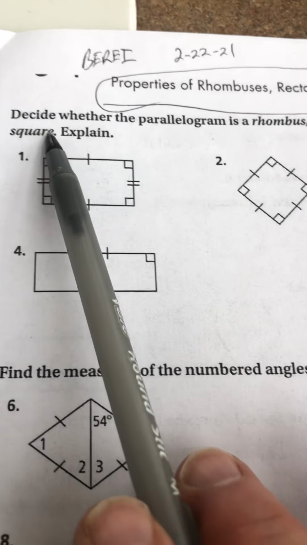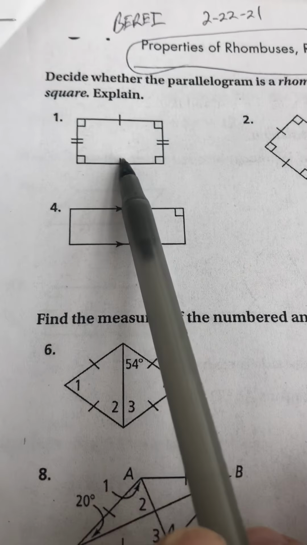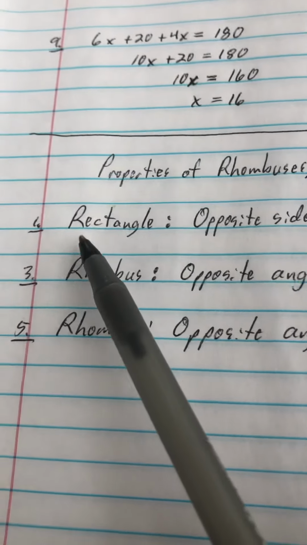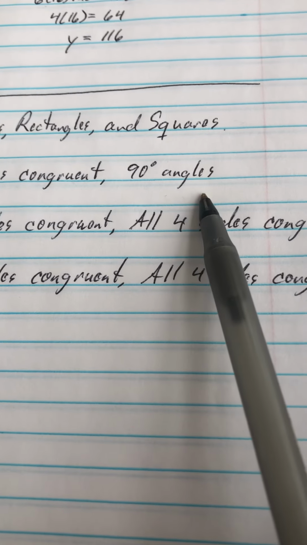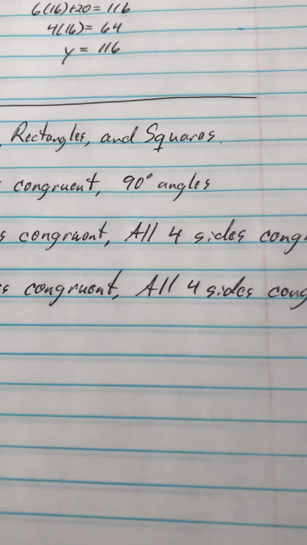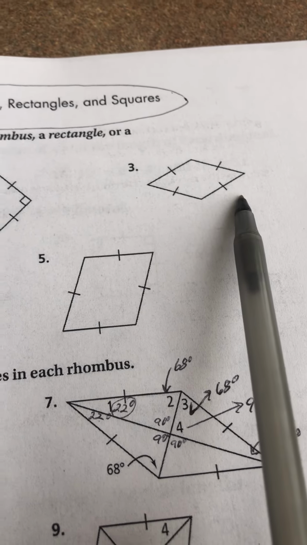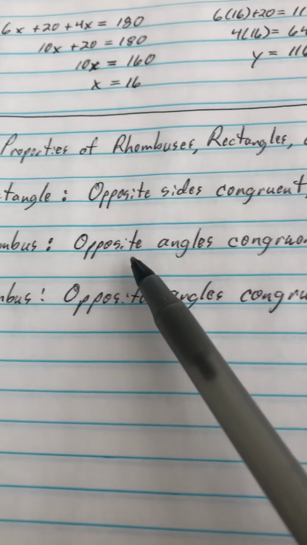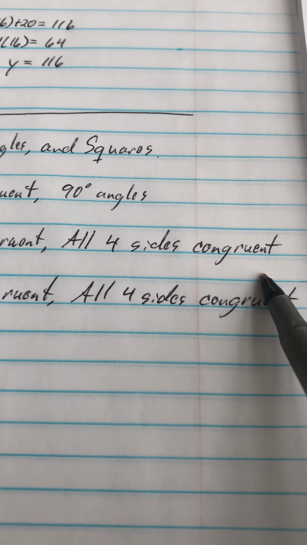Let's get started. Decide whether the parallelogram is a rhombus, rectangle, or square, and explain. So number one, we're looking at a rectangle. Opposite sides are congruent and they have 90-degree angles. For number three, that is a rhombus. Opposite angles are congruent and all four sides are congruent.